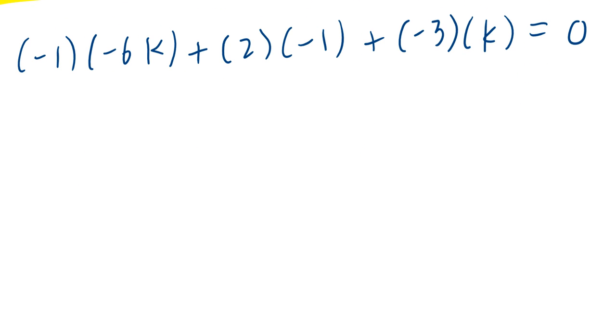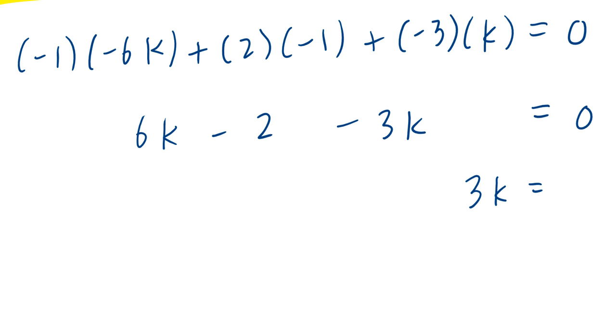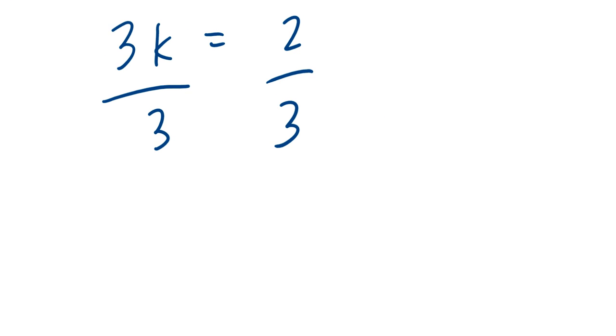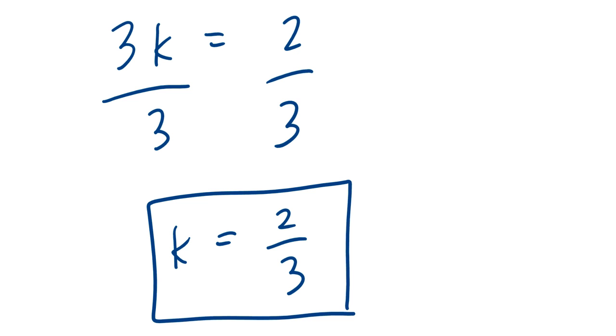Let's zoom in for you. Now, your goal is to solve for k. -1 times -6, that's +6, so 6k minus 2 minus 3k equals 0. 6k minus 3k, that's going to be 3k. You bring -2 to the right. The opposite of multiplying by 3 is to divide by 3. So k equals 2 divided by 3. I hope this makes sense.